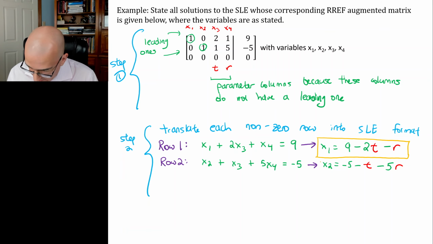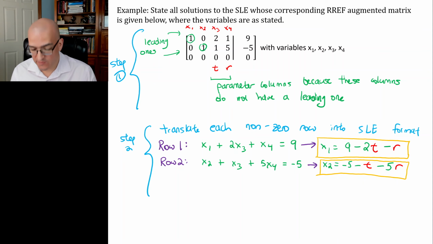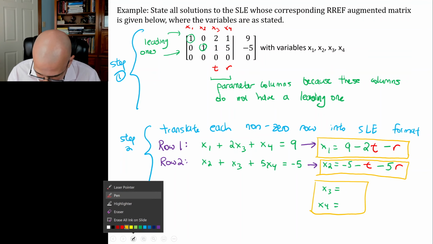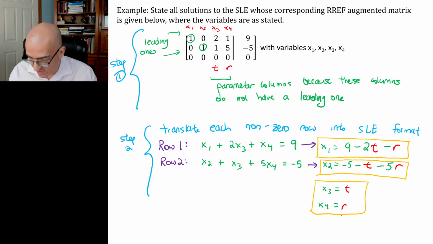Now, we have 4 variables. We have x1, x2, x3, and x4. We have to make a statement about what x3 is equal to and what x4 is equal to, and in a sense we already did. We said that x3, its column was equal to t, and x4, its column is equal to r. So what that means is that x3 is equal to t, and x4 is equal to r. And maybe I'll make those color-coded so it matches what we have above.